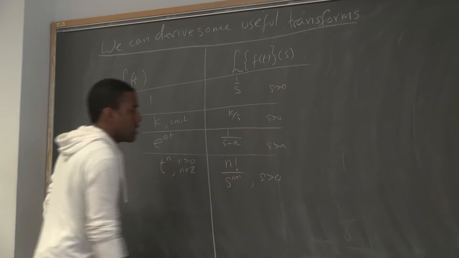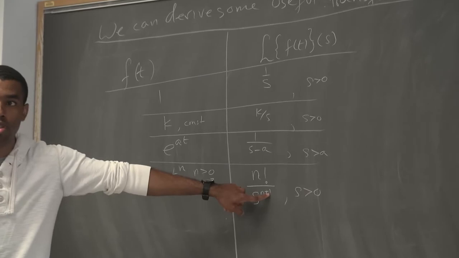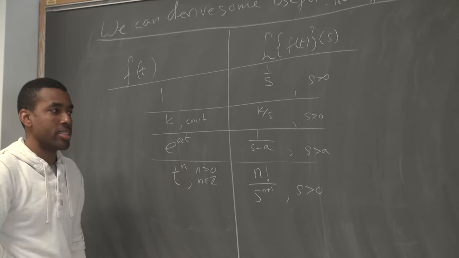And you'll notice here, if you apply n equals 2, then this should give you 2 factorial over s to the 2 plus 1, which is s cubed, which is what we had last time, right? 2 over s cubed. So this actually works in general. You can do it for t to the n, where n is a constant, and you work it out. You'll have to, of course, do integration by parts n times. That's why you get n factorial, and so on.